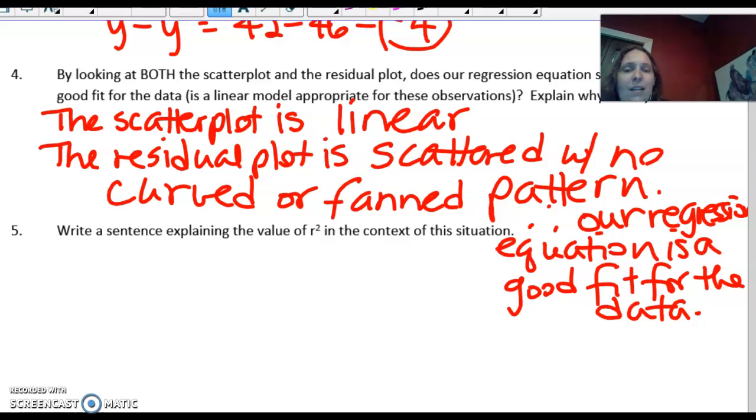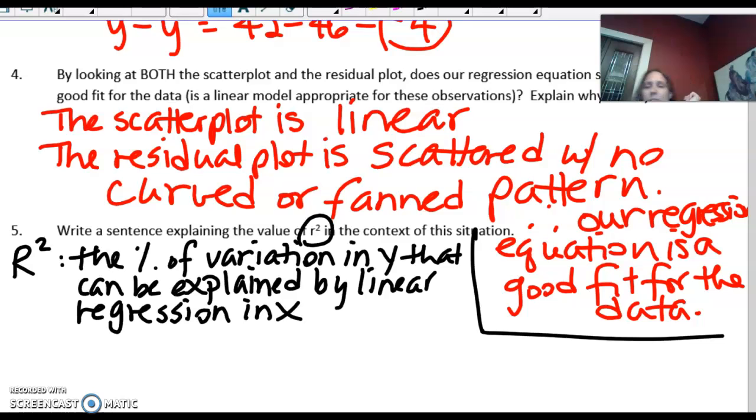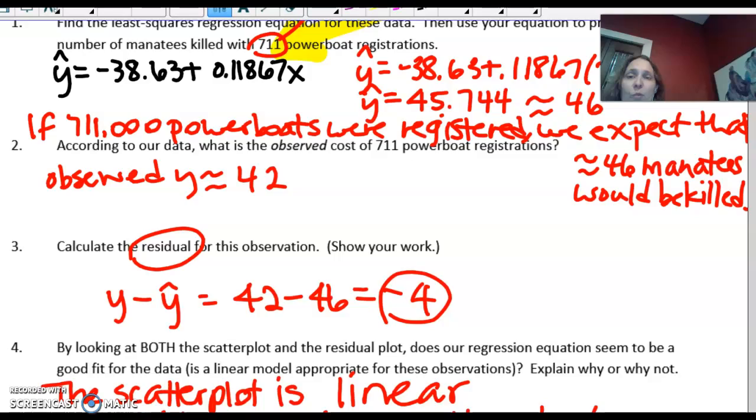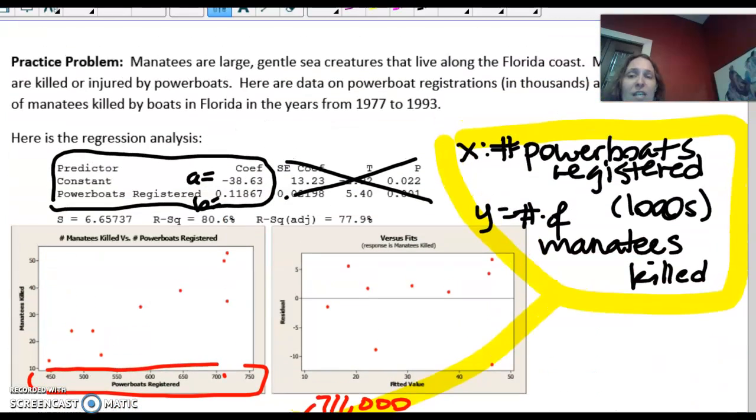All right, we have 1 minute left for R squared. Remember that R squared is, can you say it? I'm going to pause. All right, so here R squared is 80.6%. If you weren't sure where to find that, take a look right underneath where I had circled the A and the B. S is the standard deviation of the residuals. R squared is 80.6%. R squared adjusted we don't need.